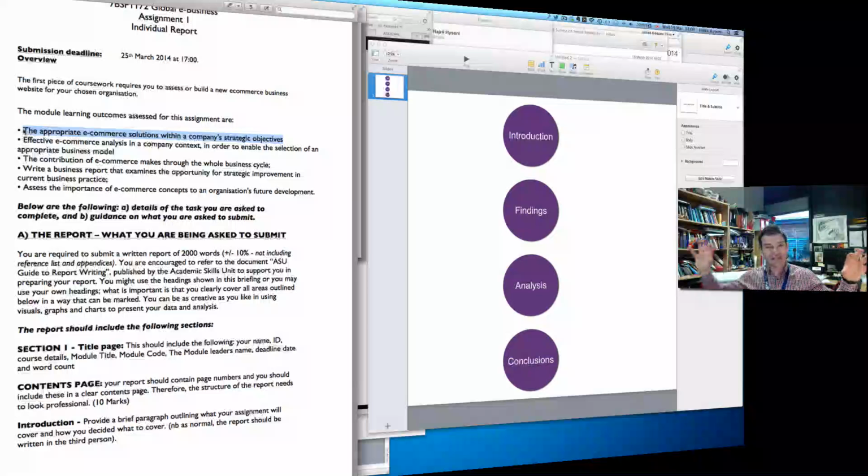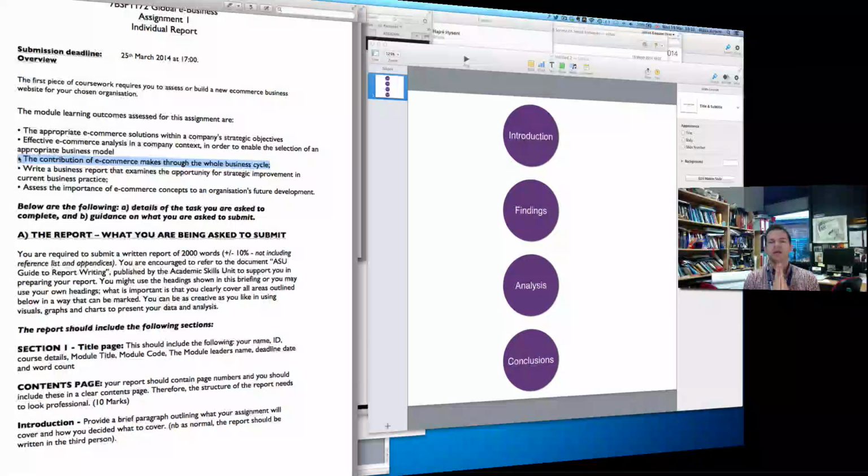But that is if you choose to build one yourself. If you choose to assess a company for your individual report, then that's the point where you're going to present it, but you can't really know too much about the e-commerce platform because the company won't share it. The second point, effective e-commerce analysis in company context, is pretty much to tell us how well you have understood all the components of an e-commerce website and how appropriate those are within the business that you've chosen.